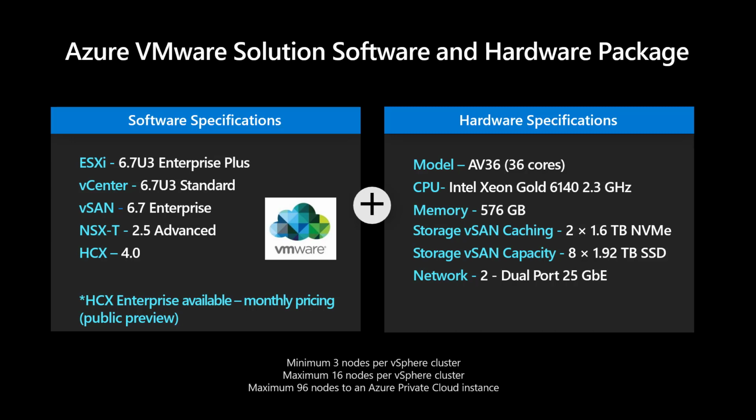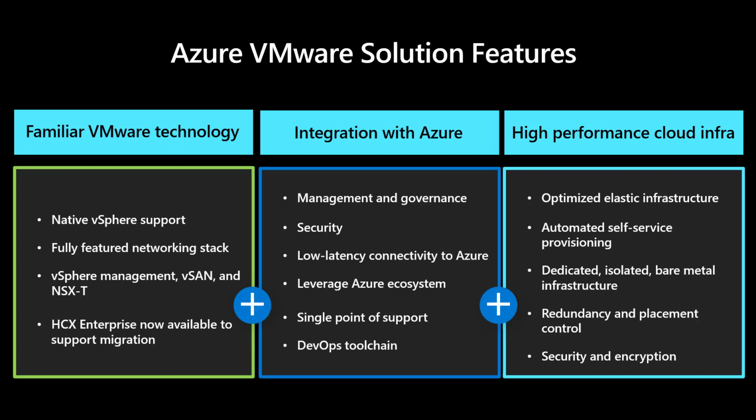In order to provision an AVS instance, you need to have 3 nodes per vSphere cluster. There's a maximum of 16 nodes per vSphere cluster. And then there's a maximum of 96 nodes to an Azure Private Cloud instance. So these are the solution features.